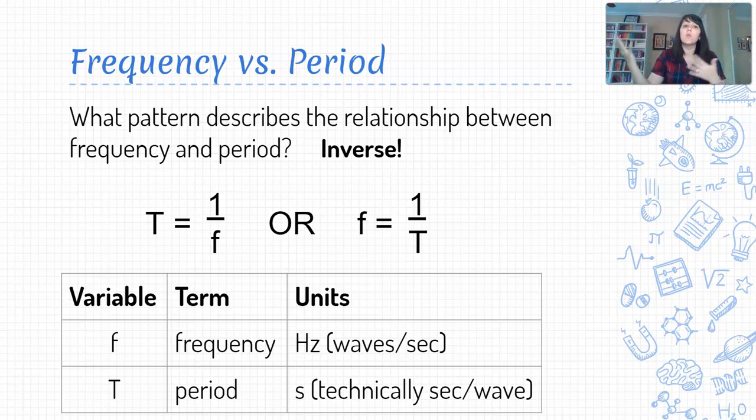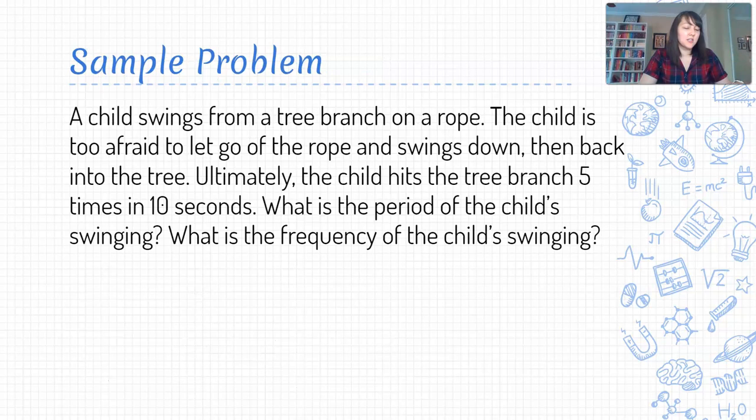So period is equal to 1 over frequency, or you could think of it as frequency is equal to 1 over period. They're just reciprocals of each other, okay? So let's take a moment to kind of use that.